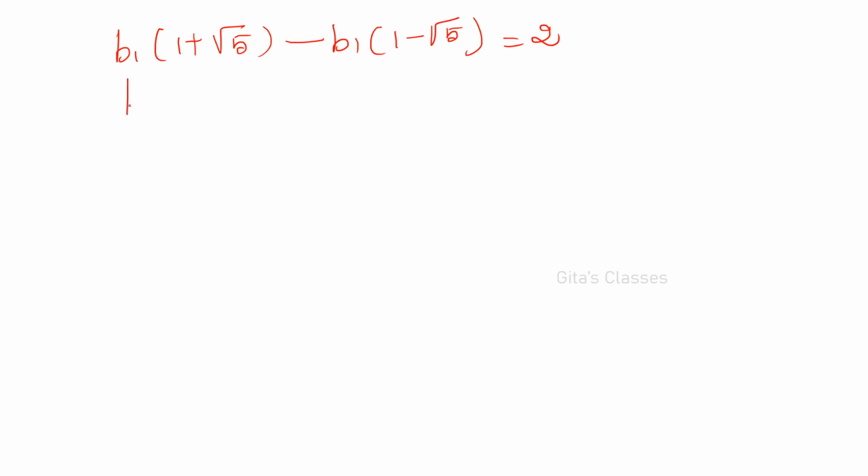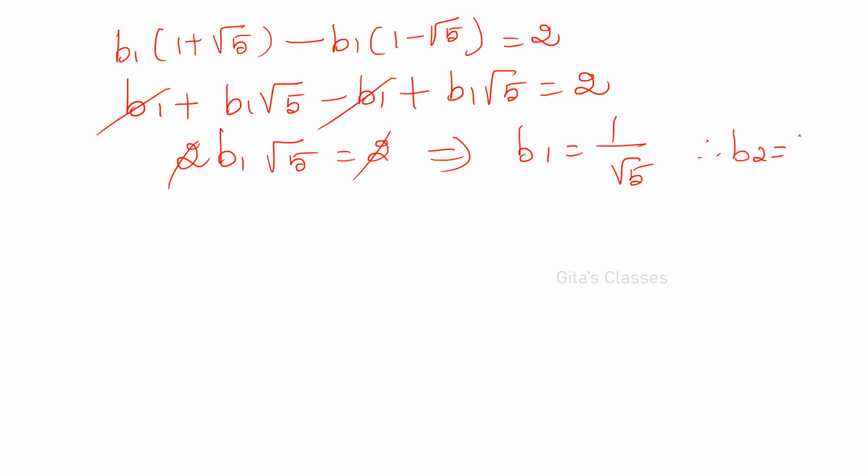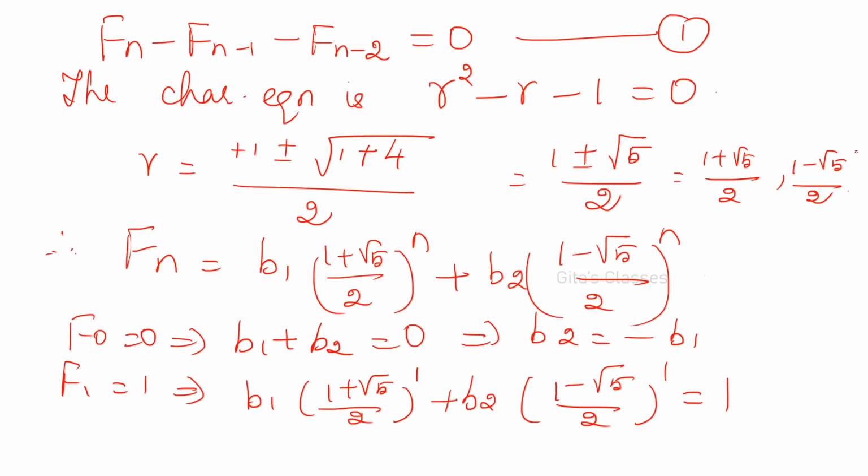Okay. So B1 plus B1 root 5 minus B1 plus B1 root 5 is equal to 2. So B1 and B1 will get cancelled. 2 into B1 into root 5 is equal to 2, implies again 2 will get cancelled, implies B1 is equal to 1 by root 5. Therefore B2 is minus B1, so minus 1 by root 5. Okay, so which is the solution now? This is our solution. Equation number 2 is the solution.